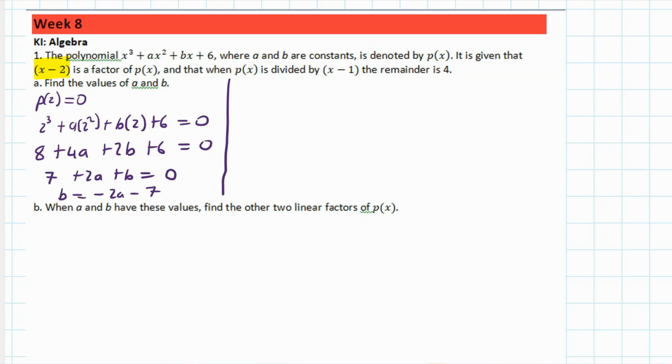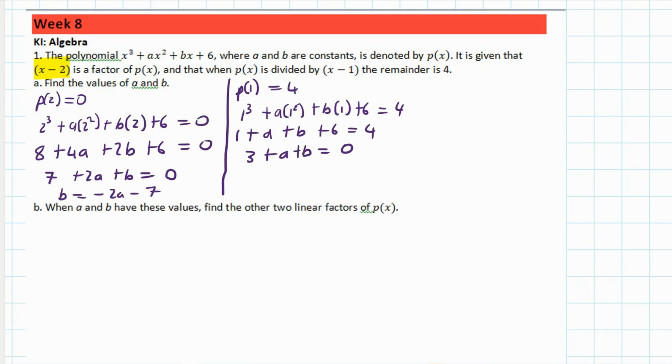Now, when I divide by x minus 1, so when I go p(1), I've got a remainder of 4. All right, so let's chuck that in. So we're going to go 1 cubed plus a into 1 squared plus b into 1 plus 6 equals 4. Now this gives us 1 plus a plus b plus 6 equals 4. And we just gather everything together, we get 7. Take that 4 away, so I think it's 3 plus a plus b equals 0.